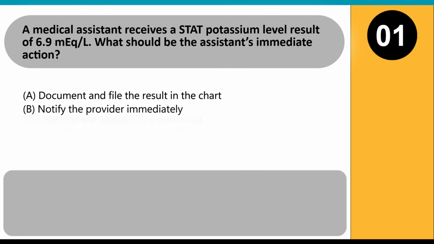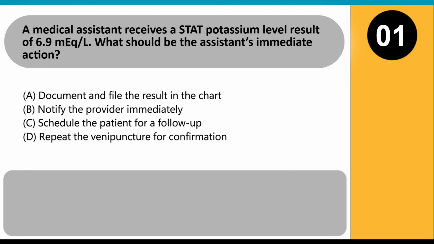A medical assistant receives a stat potassium level result of 6.9 milliequivalent/L. What should be the assistant's immediate action? A. Document and file the result in the chart. B. Notify the provider immediately. C. Schedule the patient for a follow-up. D. Repeat the venipuncture for confirmation.